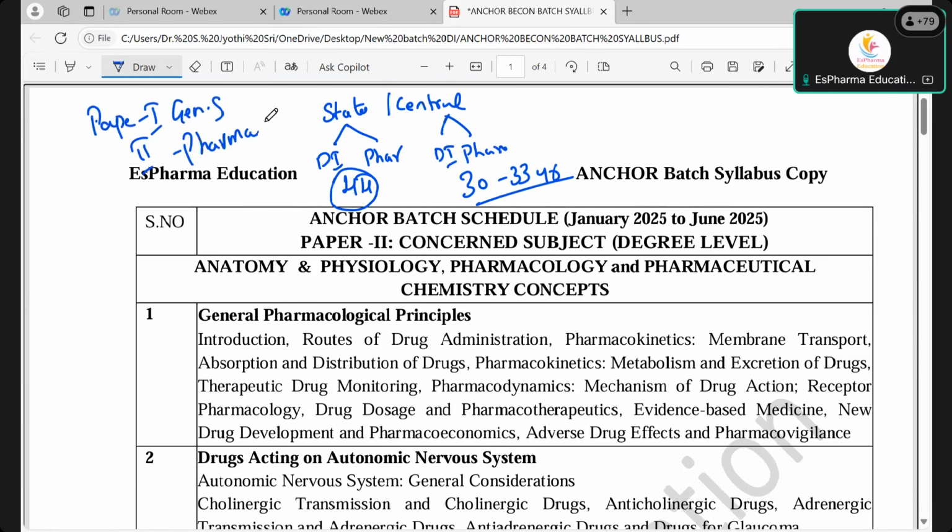But purely, with the experience of our Sigma Omega and our experience with the government pharmacist batches, this time we are concentrating full-fledged on pharmacy.